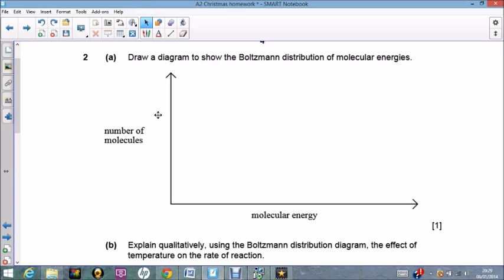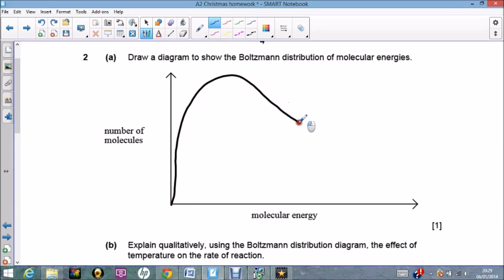Question 2. Question 2 asks me to draw a diagram showing the Boltzmann distribution of molecular energies. This is a synoptic question from AS. Must remember that a Boltzmann curve starts at 0, 0, sharp increase, tailing off but never meeting zero. Key points about this curve: sharp increase here, doesn't ever meet the horizontal axis and doesn't curve back up at the end. 1 mark for the diagram.